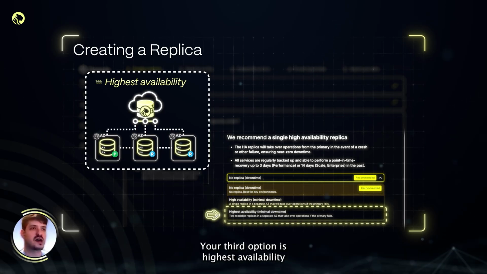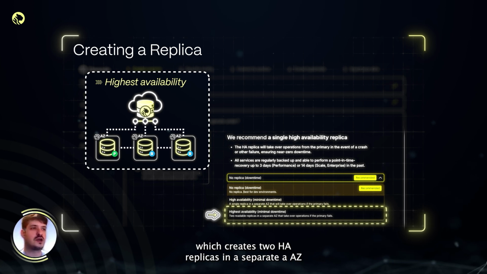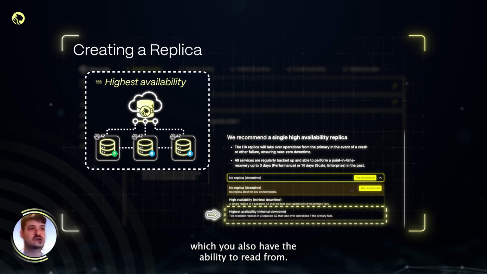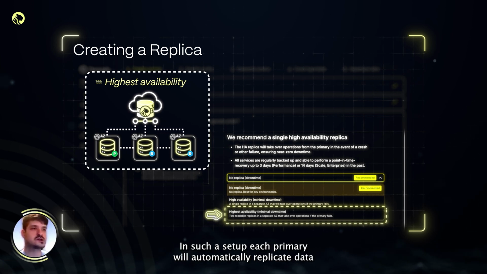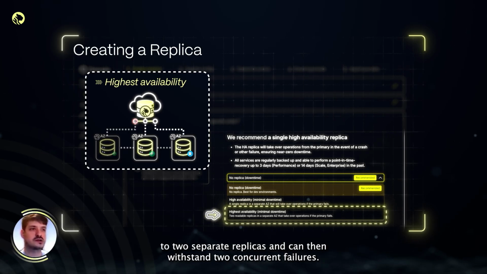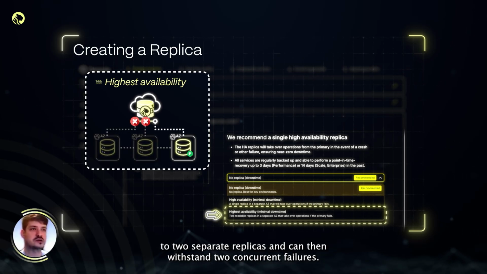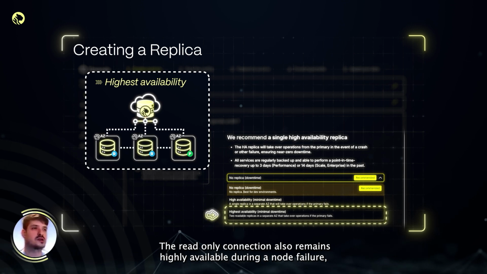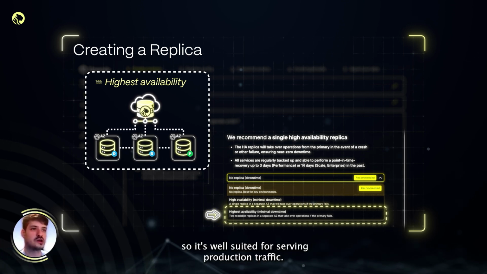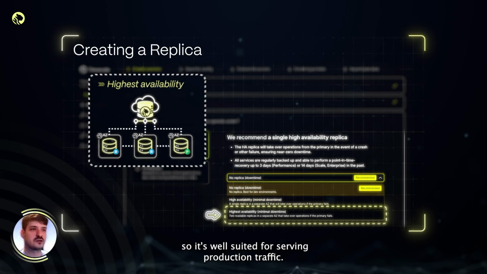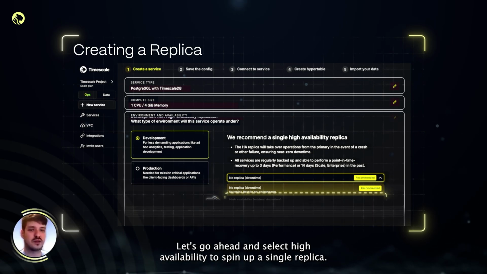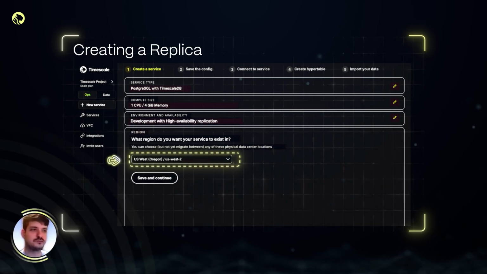Your third option is highest availability, which creates two HA replicas in a separate AZ, which you also have the ability to read from. In such a setup, each primary will automatically replicate data to two separate replicas and can then withstand two concurrent failures. The read-only connection also remains highly available during a node failure, so it's well suited for serving production traffic. Let's go ahead and select high availability to spin up a single replica.